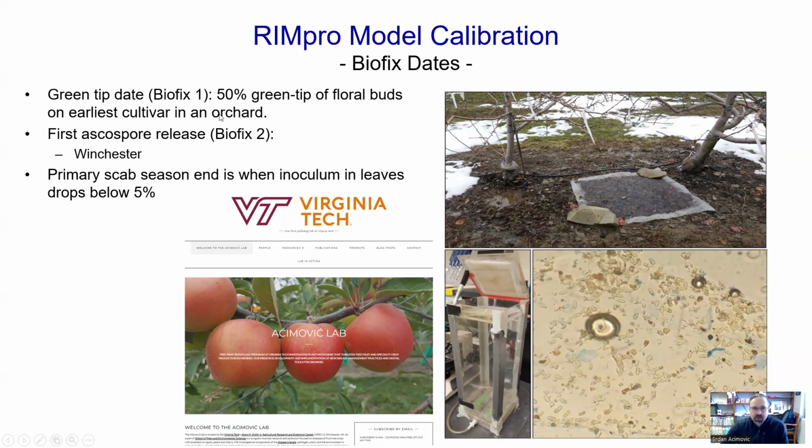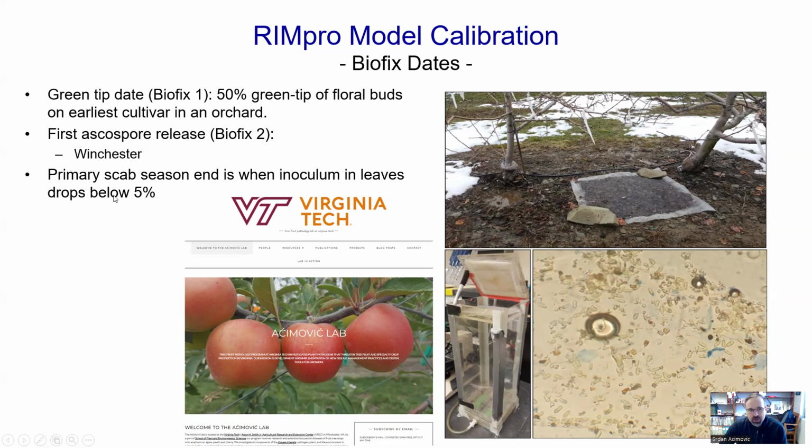Both of the biofixes allow the model to work much more accurately than just using one of them. But in the case when there's a location at which you don't have access to spore trapping, you can definitely use the green tip as a date. The RIMpro moderators told me that there's not much difference, but we have seen much better working of the model if we use both of these biofixes. So we're going to hope and try to collect the biofix, which is the ascospore release, here in Winchester this season.